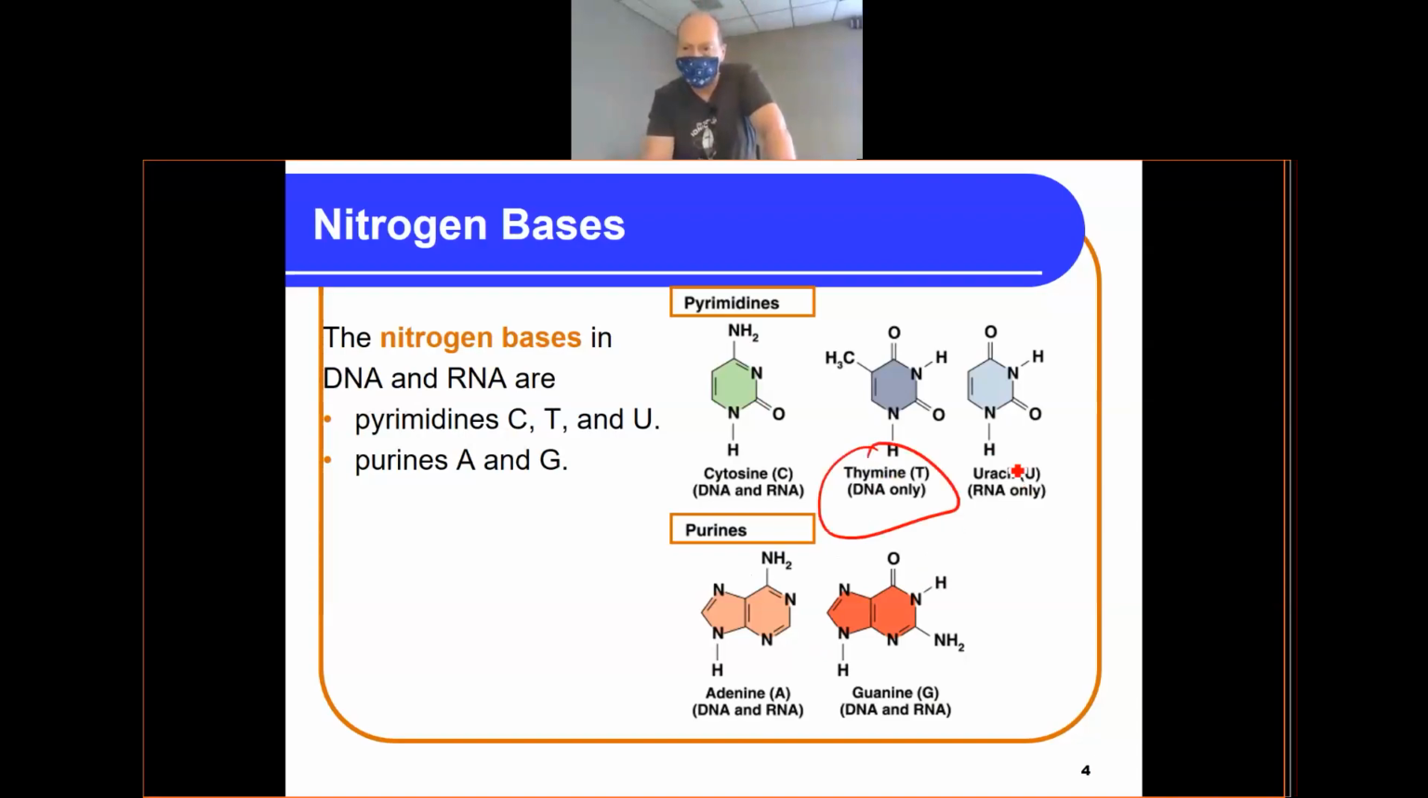All right, and again, uracil and thymine. DNA only, RNA only. If you look at their structures, they differ by a methyl group. Thymine has the methyl group here, and uracil does not have the methyl group here. So a very minor structural difference between thymine and uracil.